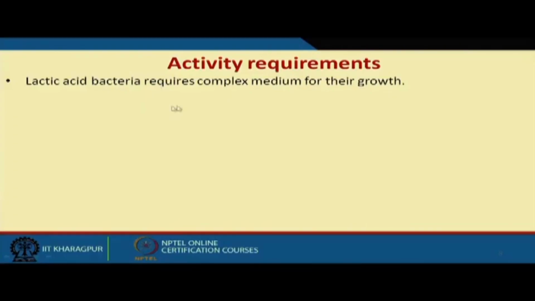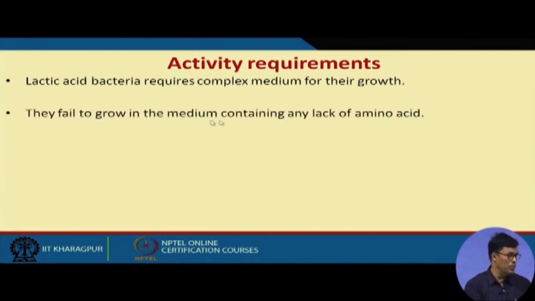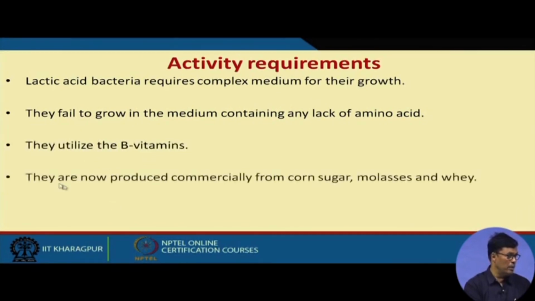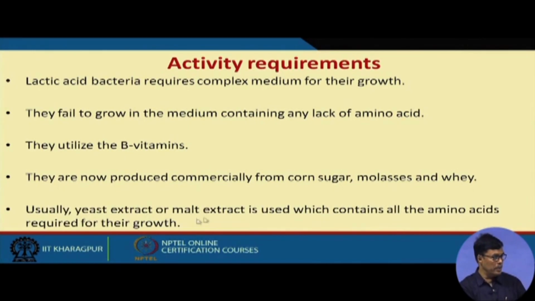So, lactic acid bacteria require complex media for their growth. They fail to grow in media lacking amino acids. They utilize the B vitamins, which are now produced commercially from corn sugar, molasses and whey. Whey is a very good raw material. Whey contains a good amount of lactose, and it is a very good raw material for lactic acid production. Usually yeast extract or malt extract is used, which contain all the amino acids required for the growth of lactic acid bacteria.